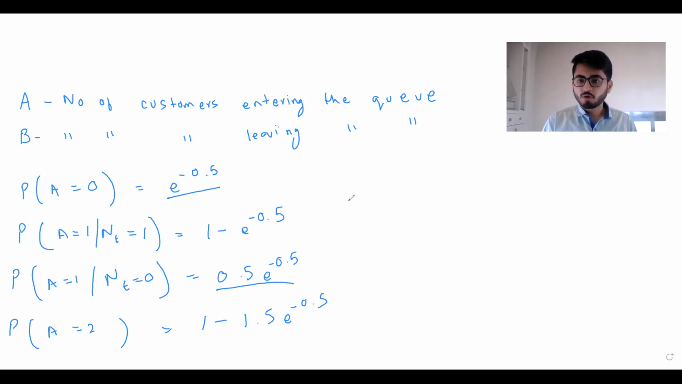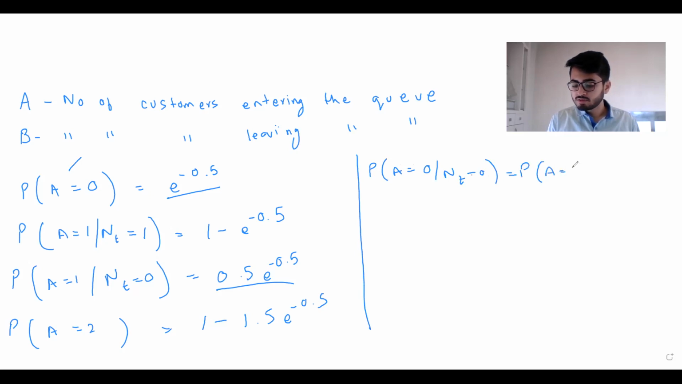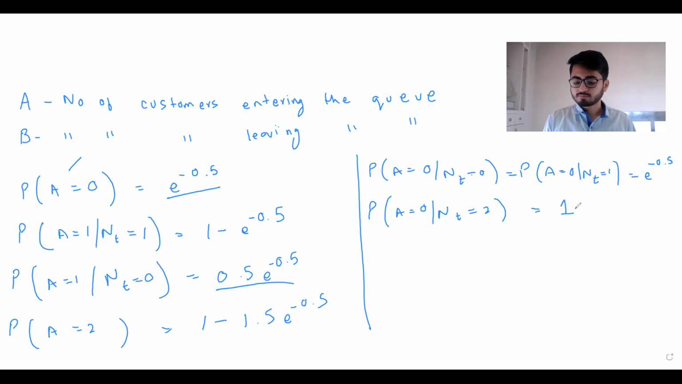Also, if you want to get a bit more specific, I would like to even further break down probability A equal to 0. Probability A equal to 0 given nt equal to 0 is nothing but probability A equal to 0 given nt equal to 1, which is nothing but e to the power minus 0.5. But probability A equal to 0 given nt equal to 2, this is nothing but 1.